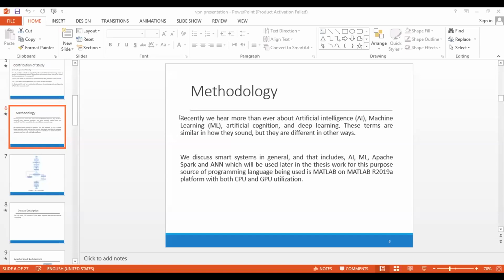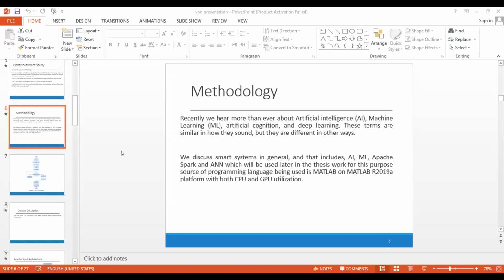Okay. Continue your presentation. The methods that I use in this study: artificial intelligence, machine learning, artificial cognition, and deep learning. In this study, we'll discuss smart systems in general, and that includes AI, ML, Apache Spark, and ANN, which will be used later in the work. For this purpose, the programming language used is Matlab R2019 platform with both CPU and GPU utilization.